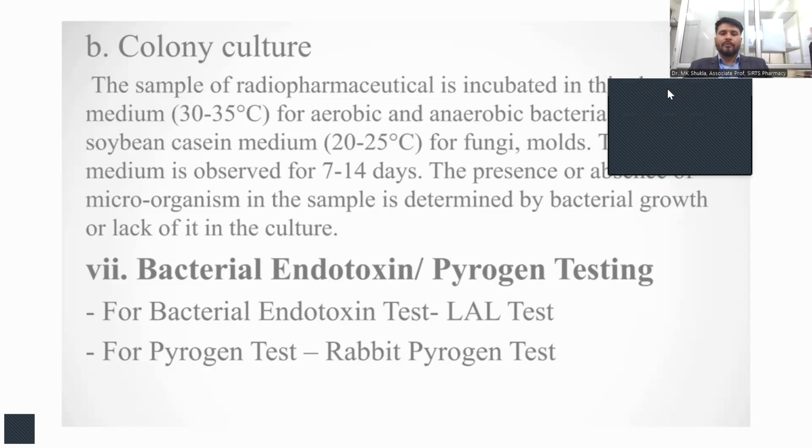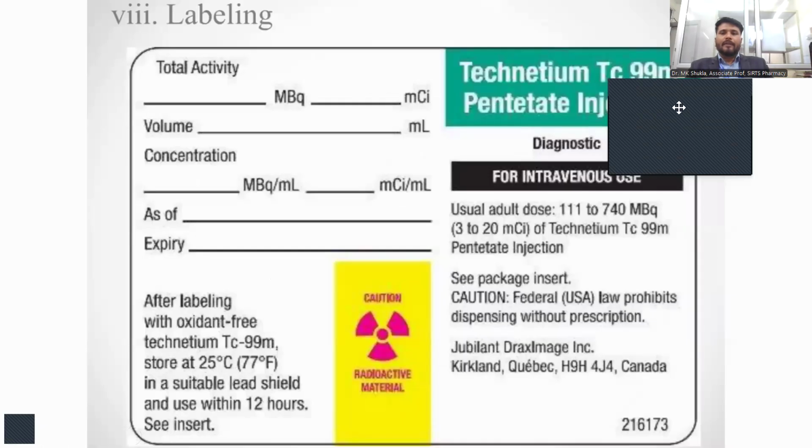Now the next one is bacterial endotoxin and pyrogen testing. For the bacterial endotoxin test, the LAL test is performed. For the pyrogen test, the rabbit pyrogen test is performed. The labeling of radiopharmaceuticals should be as follows.